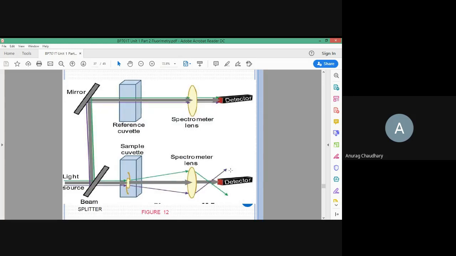This is a typical diagram of a double beam fluorimeter. This is the light source, and the light emitted by the light source is converted into two beams. First is this one and second is this one. The first beam passes through the sample, the second passes through the reference, and finally both beams are measured by the detector.